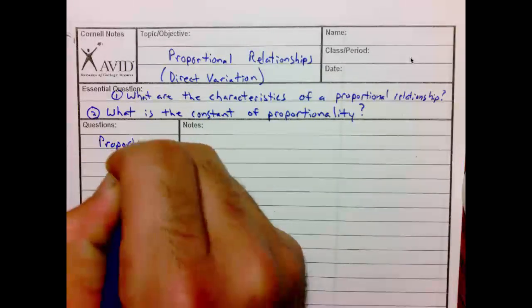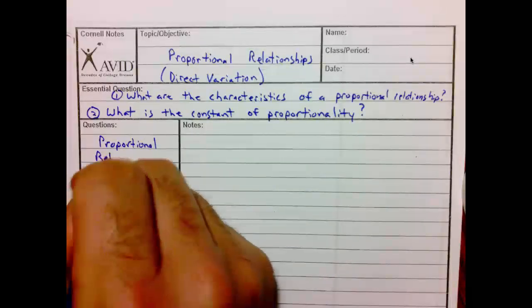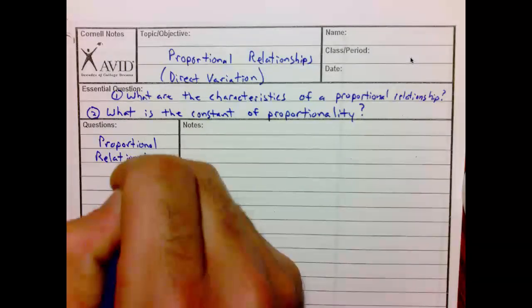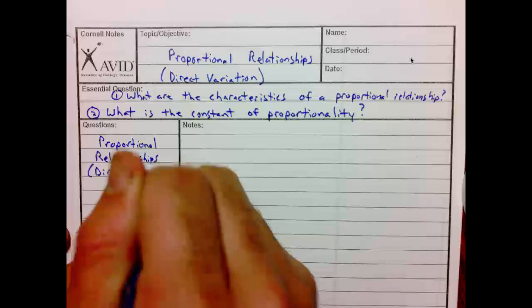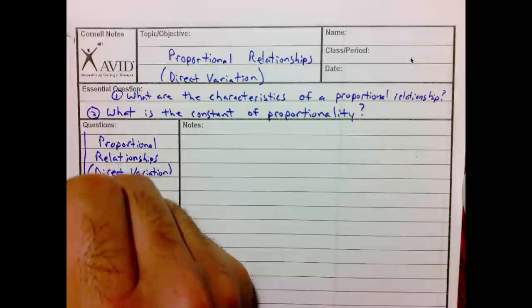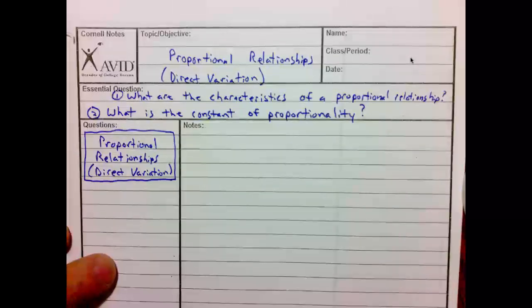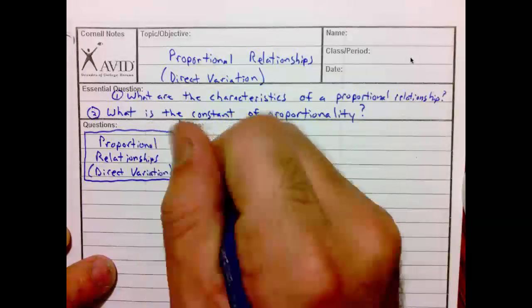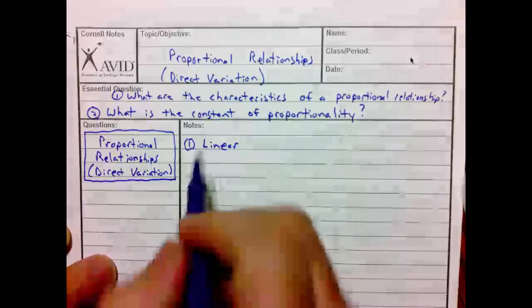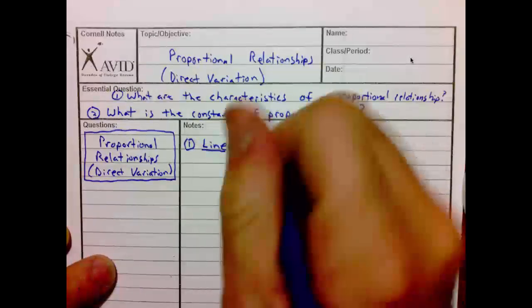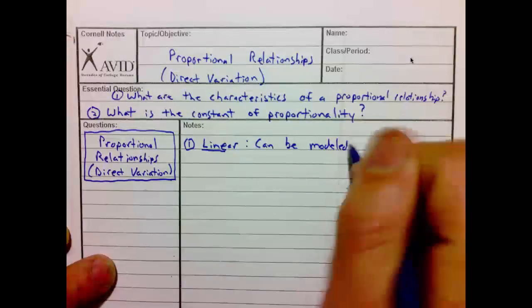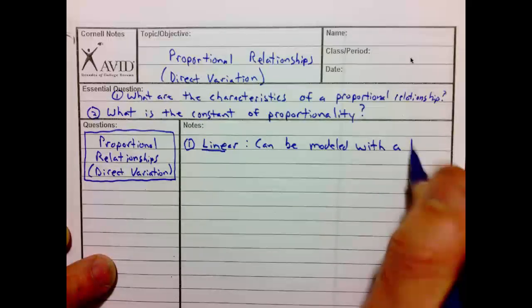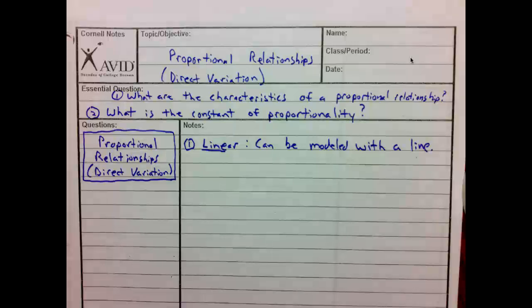Proportional relationships, also called a direct variation. Well, they have two main characteristics. Number one, they are linear. And you see that linear has this root word line. Linear means can be modeled with a line. That is, when we graph it, the points will line up such that we can draw one straight line through all the points.